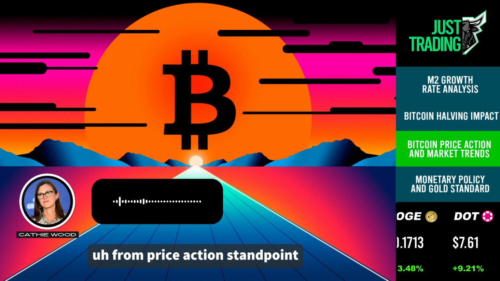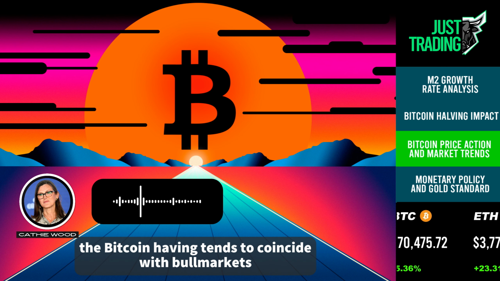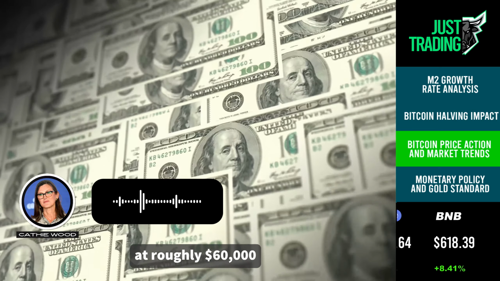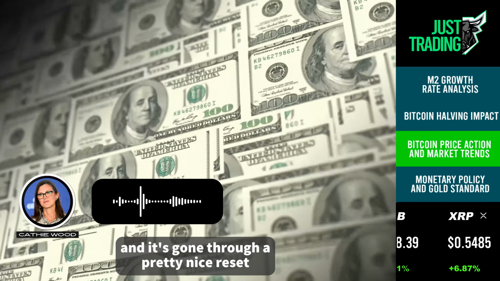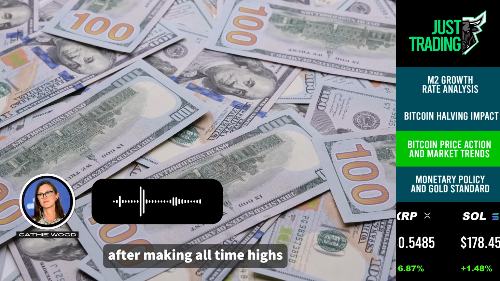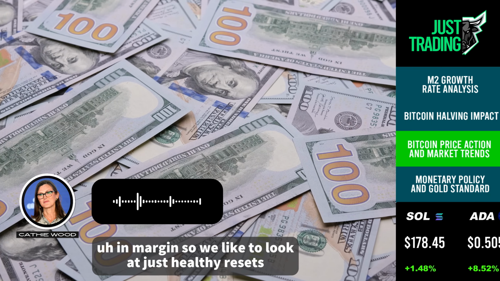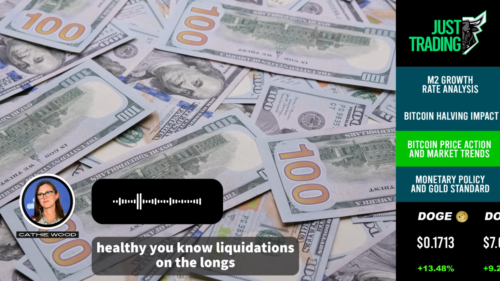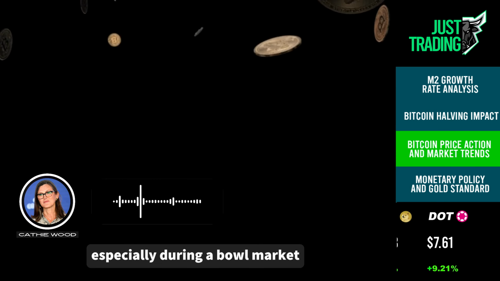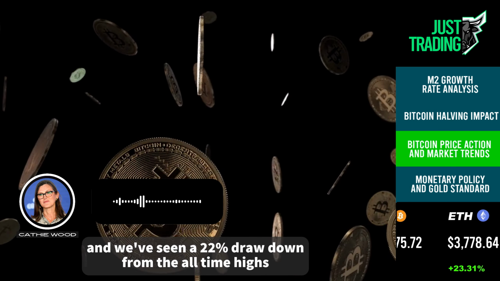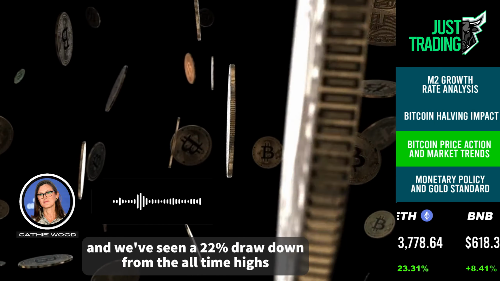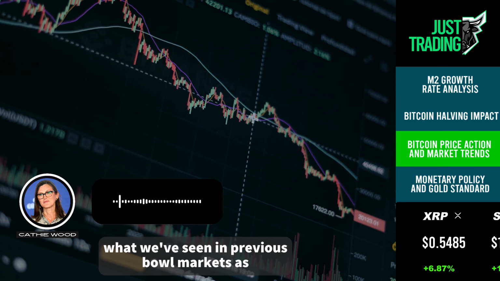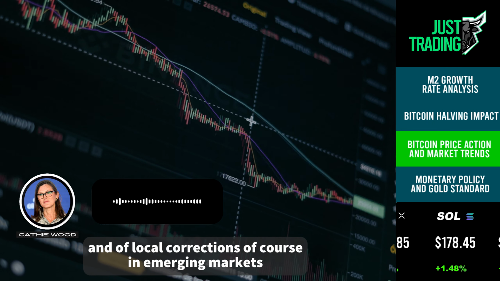From a price action standpoint, the Bitcoin halving tends to coincide with bull markets. So Bitcoin's now trading at roughly $60,000, and it's gone through a pretty nice reset after making all-time highs in March. And so we like to look at just healthy resets, healthy liquidations on the longs, especially during a bull market. And we've seen a 22% drawdown from the all-time highs, which tends to coincide with what we've seen in previous bull markets as kind of local corrections.